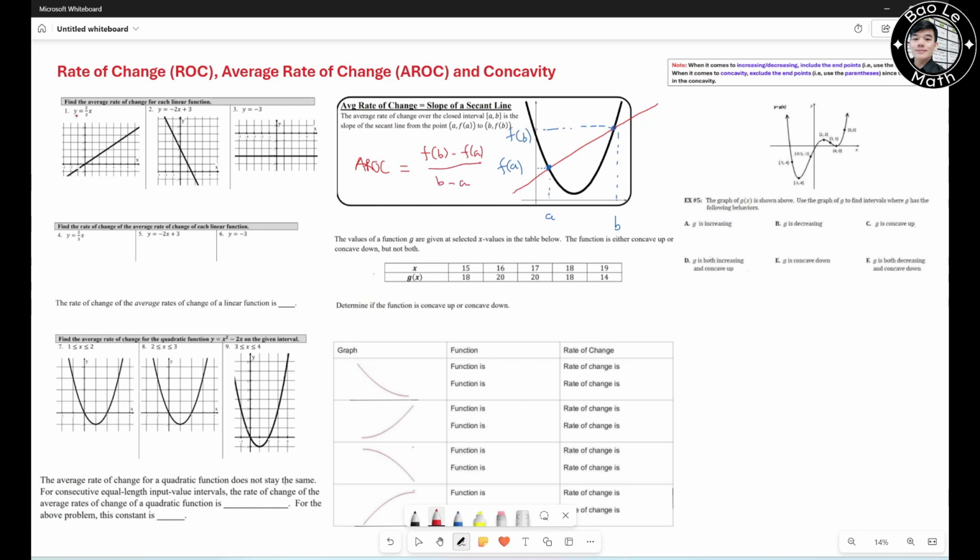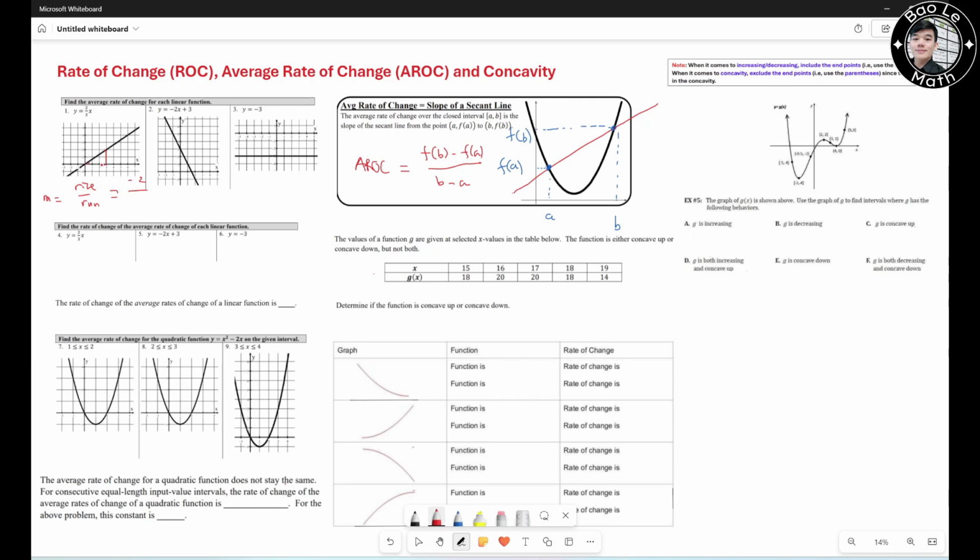Now let's take a look at the first example right here. We need to find the average rate of change for the linear function. Basically this is actually the slope of this linear function. So we're going to use the rise over run, right? So the slope of this one is going to be rise over run. We pick a point right here and a point right here. Rise, go down. It's going to be negative 2.